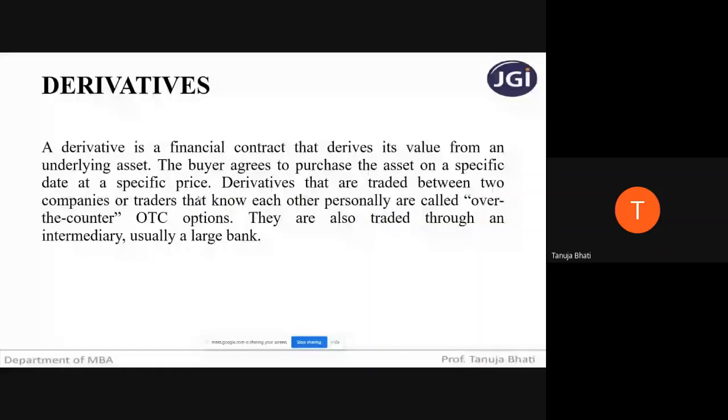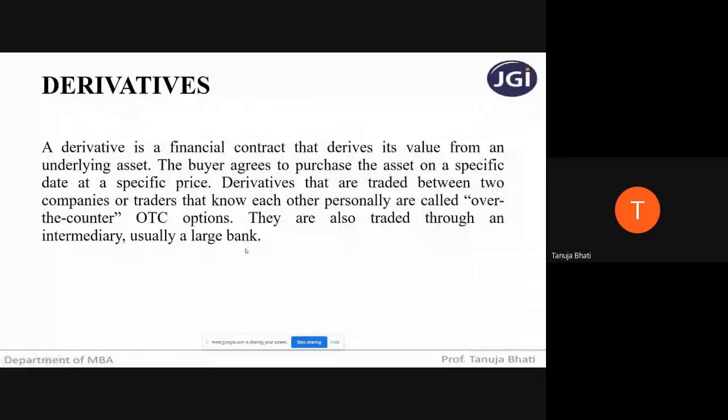Derivatives that are traded between two companies or traders who know each other personally are called over the counter options, and they are also traded through an intermediary, usually a larger company. So usually derivatives are traded over the counter, and you can also enter into derivatives with the help of banks. So I hope you have understood what a derivative is.